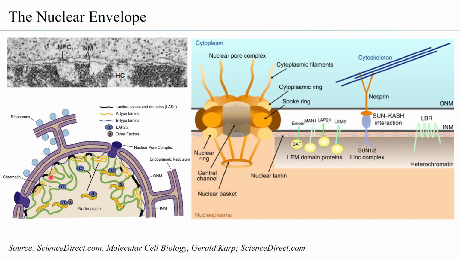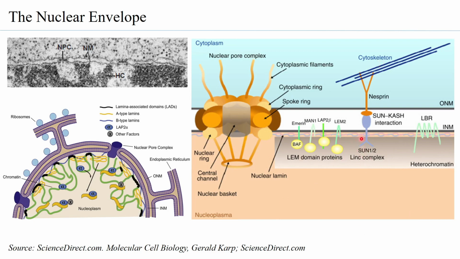What is also important to note is that the nuclear membrane is also a scaffold for several different lamin associated proteins. So you can see over here you have lamin associated protein 2 beta, you have LEM2, you have emerin, you have the Sun-Cash interaction. All of these are lamin associated proteins and also part of the nuclear membrane itself. Now, many of these lamin associated proteins help the nuclear membrane associate with constituents which are present outside the nuclear membrane and constituents which are present inside the nuclear membrane.